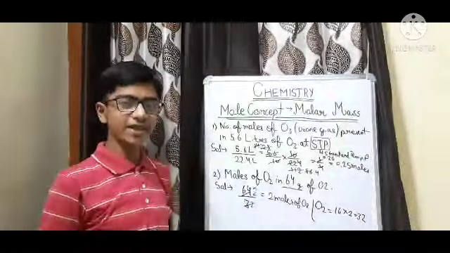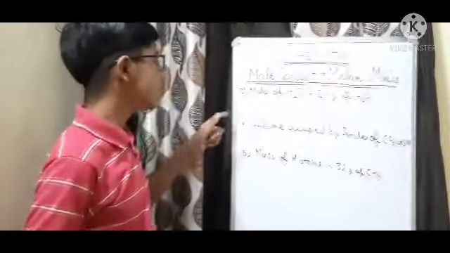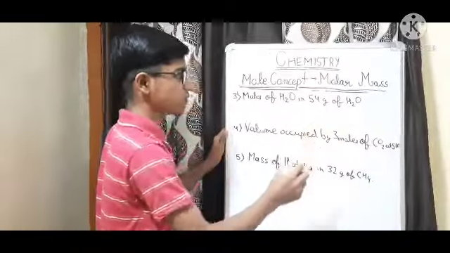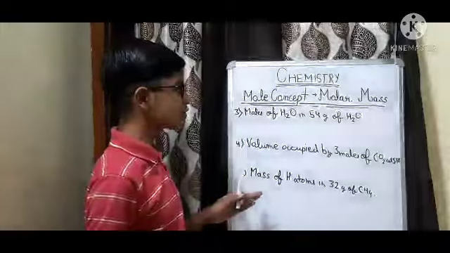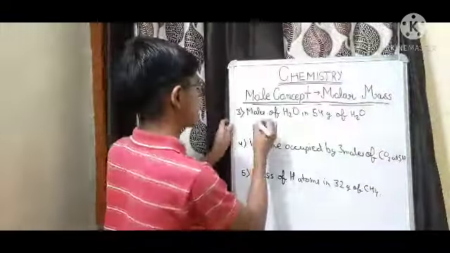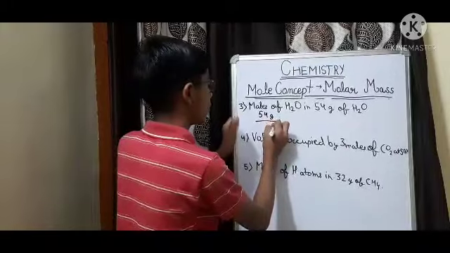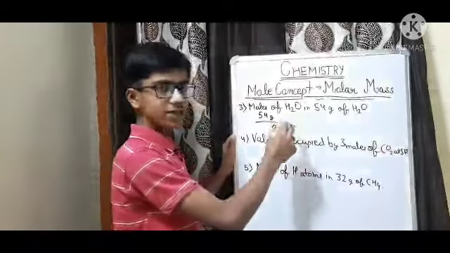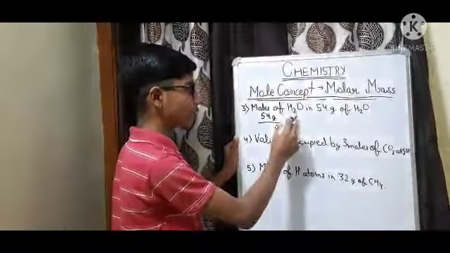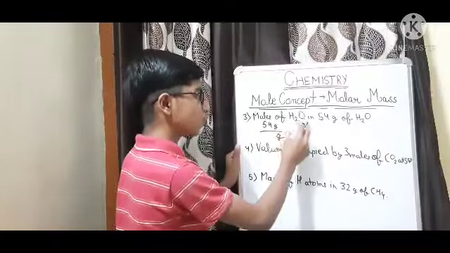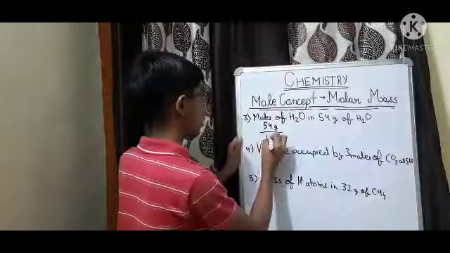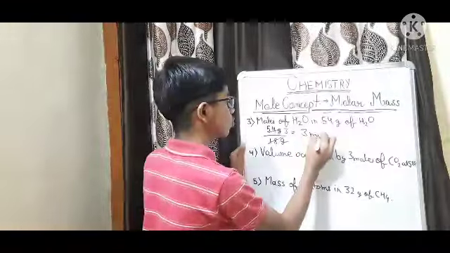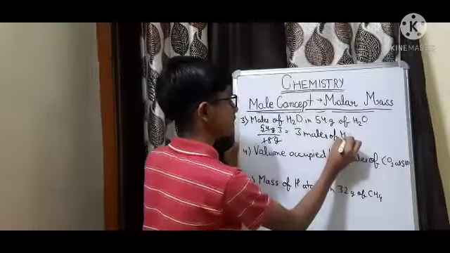So now I will be moving on to the next numericals. As you are able to see the third question on your screen, that is moles of H2O in 54 gram of H2O. So the mass is given over here. The formula used will be mass given upon molar mass. So mass given is 54 grams, upon the molar mass, which we will find. So what will be the molar mass? How will we find it? H2O. So H is there, 2 atoms are there. So we will write it as 2 plus O, that is 16. So 2 plus 16 is equal to 18. So 18 threes are 54, which will come as 3 moles of H2O.